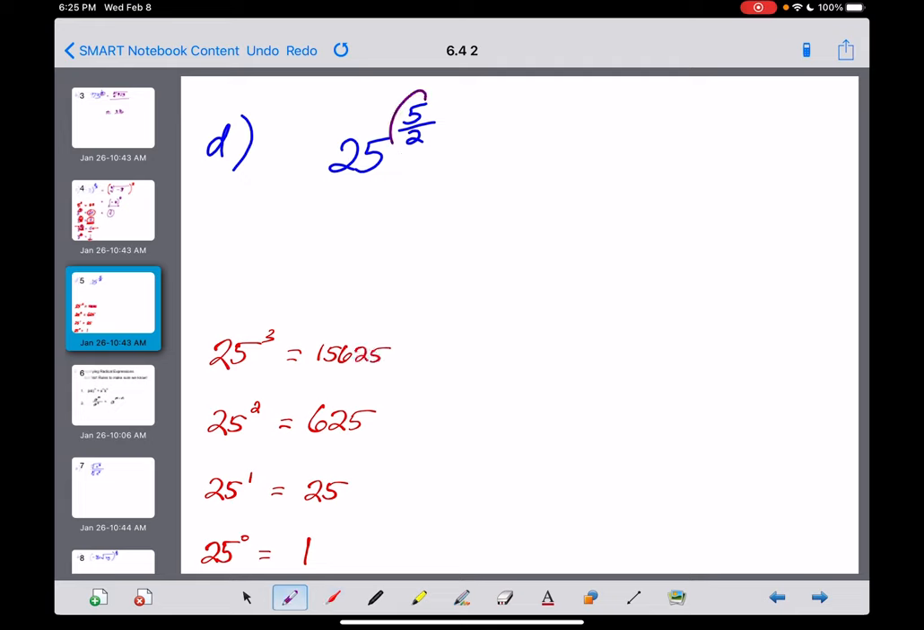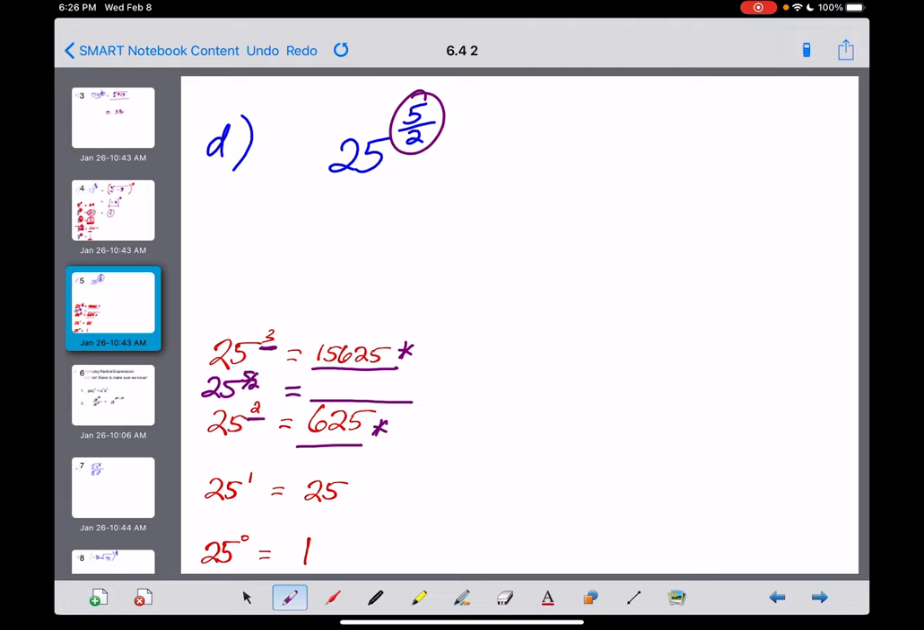Now, why do I bring all that up? This fractional exponent right here, 5 halves, is 2.5. So the value of 25 to the 5 halves, or 2.5 power, has to be somewhere between the value of 25 cubed, which was this number, and 25 squared, which is this number. So I'm expecting this result to slot somewhere in between these two numbers. So I'm expecting an answer bigger than 625, but smaller than 15,625.